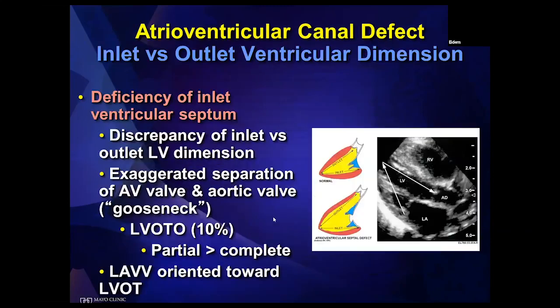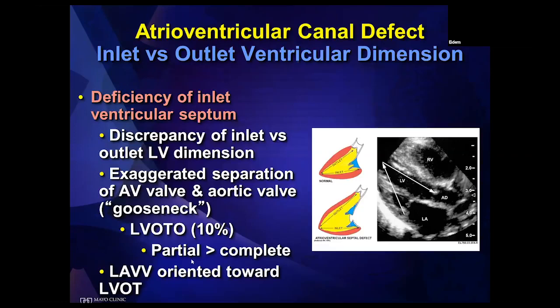One of the other hallmarks of AV canal defects is a deficiency in the inlet portion of the ventricle relative to the outlet portion. That's because we've taken away the atrioventricular septum, so the inflow is shortened and the outflow is lengthened. That creates what we call a gooseneck malformation of the left ventricular outflow tract, which may lead to left ventricular outflow tract obstruction in about 10% of patients.